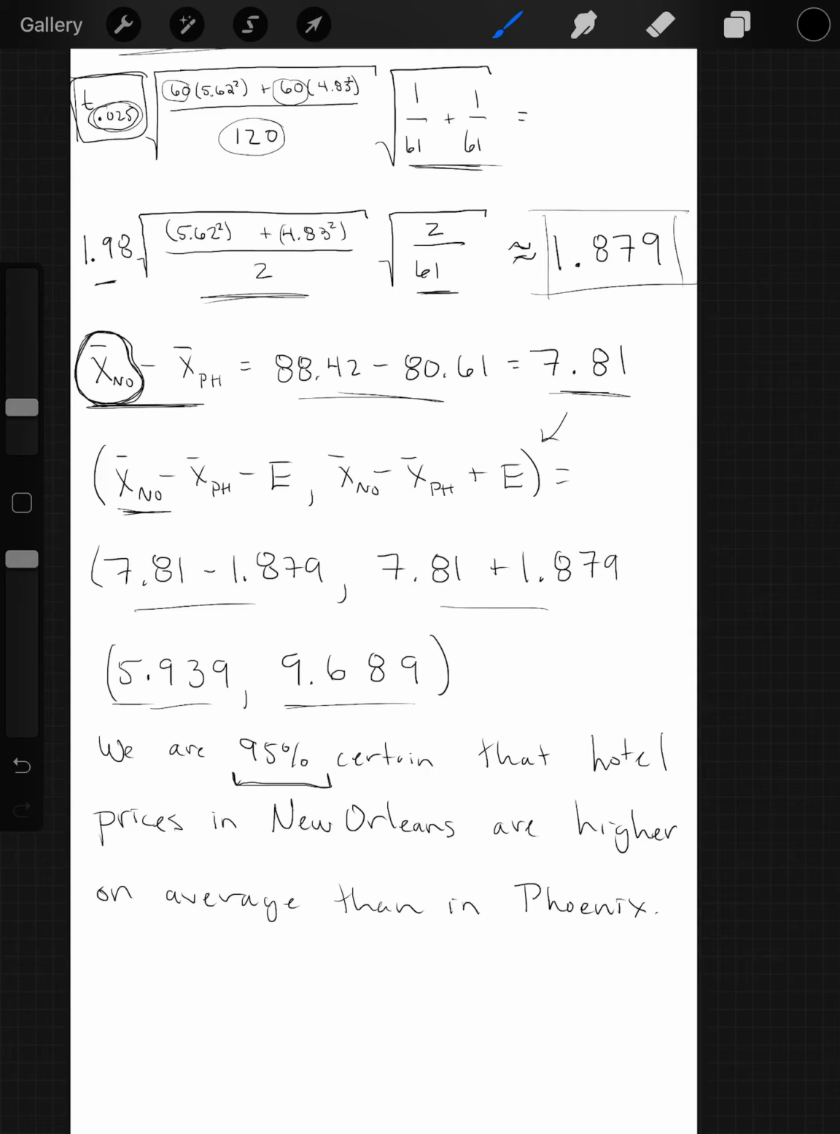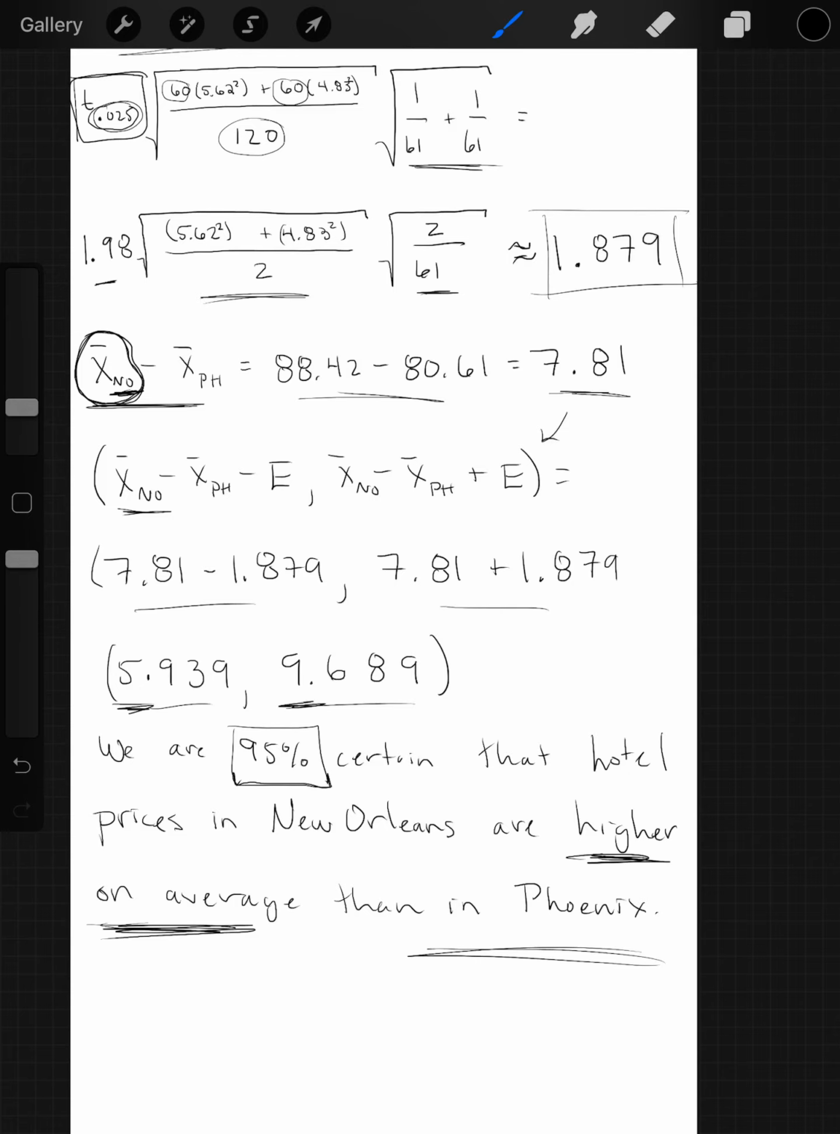So that tells me that since that was the one associated with New Orleans, right? That's why I like labeling them with descriptors rather than numbers, just because I don't have to go back and look at what the problem said one was. Right? But hotel prices in New Orleans are higher on average, right? We're talking about mu, so it's going to be on average, and both of these guys are positive, so we know it's higher in the first one than they are in Phoenix.